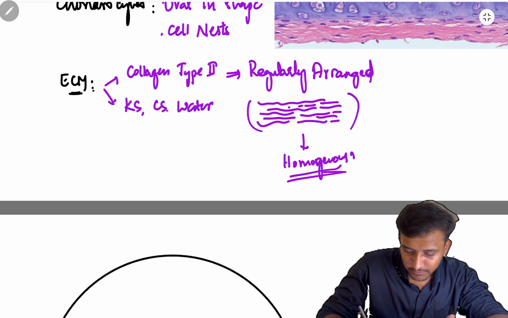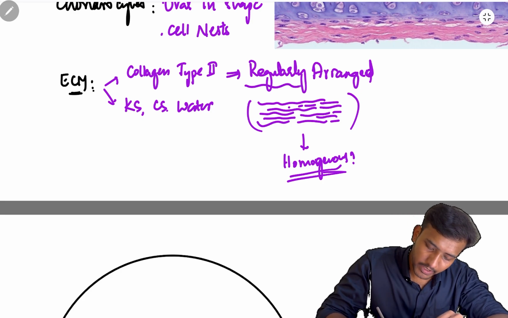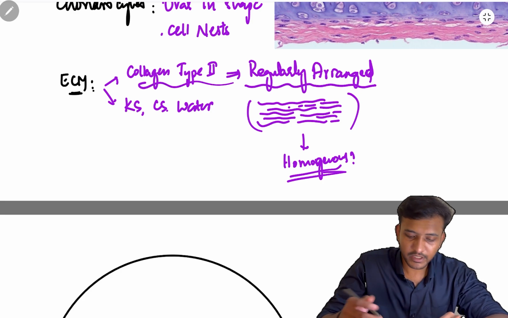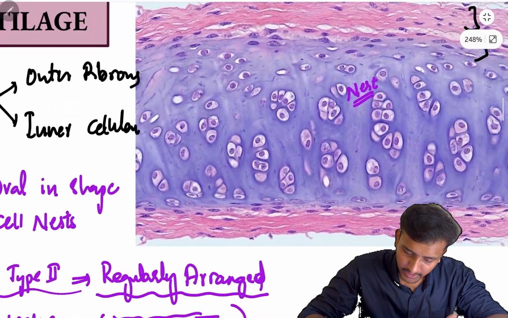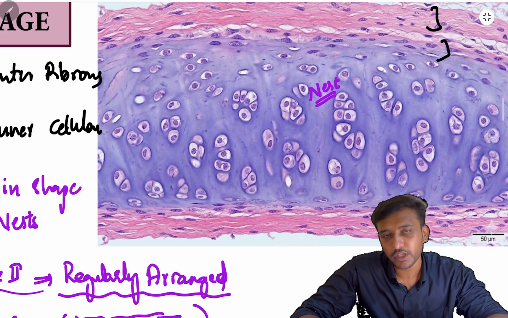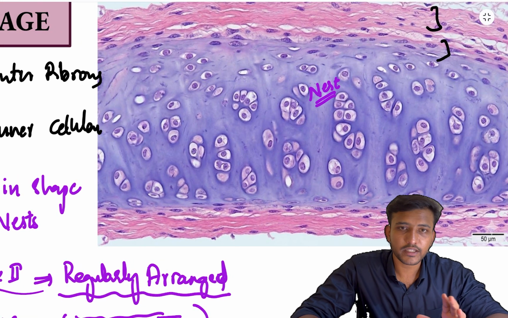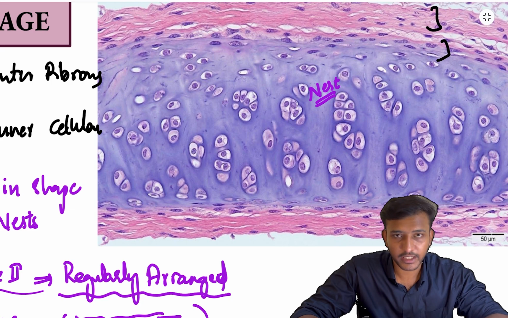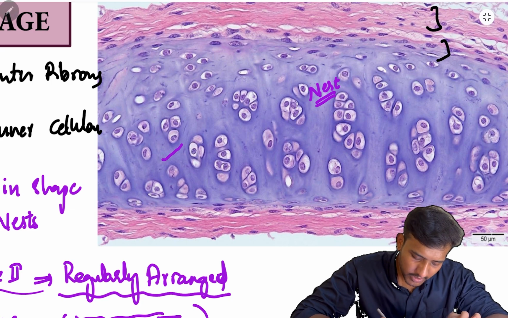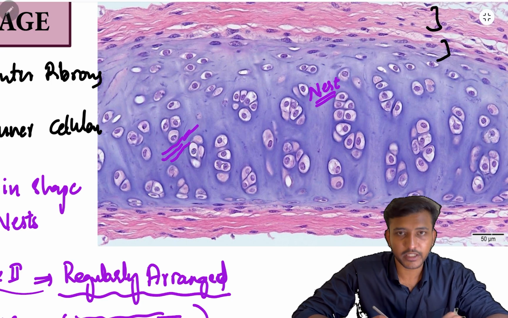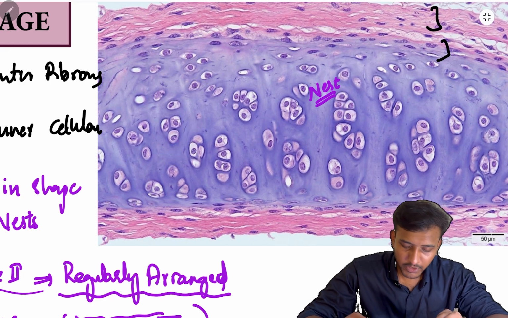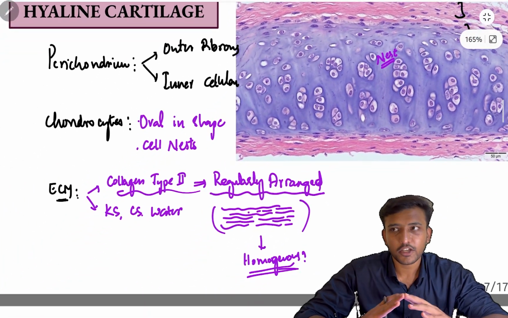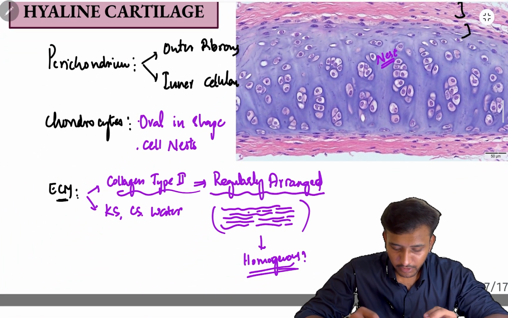Now, what is the reason for homogeneous? Homogeneity is because of regular arrangement of collagen fibers, and that is what you are seeing over here, guys. Can you observe any fibers over here? No, you cannot see the fibers when you look at the histology specimen of this hyaline cartilage. Why? Because all your collagen fibers are arranged properly in a homogeneous manner. That is why you will only see the matrix as a paste kind of thing, right?